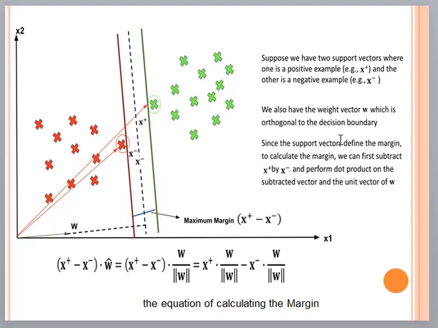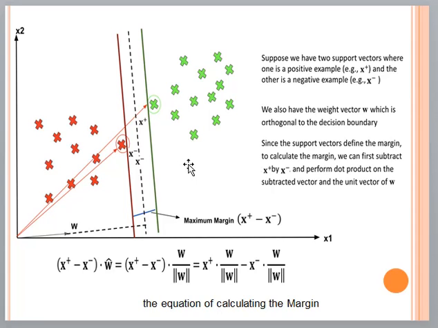Okay, so suppose we have two support vectors. One is this one and one is this one here. One support vector is on the positive example side. Let's suppose we have this x plus here and we have this x minus here. So one support vector is on the positive side and the other one is on the negative side. So one support vector is x plus, and the other support vector is x minus, which is on the other side of the decision boundary.